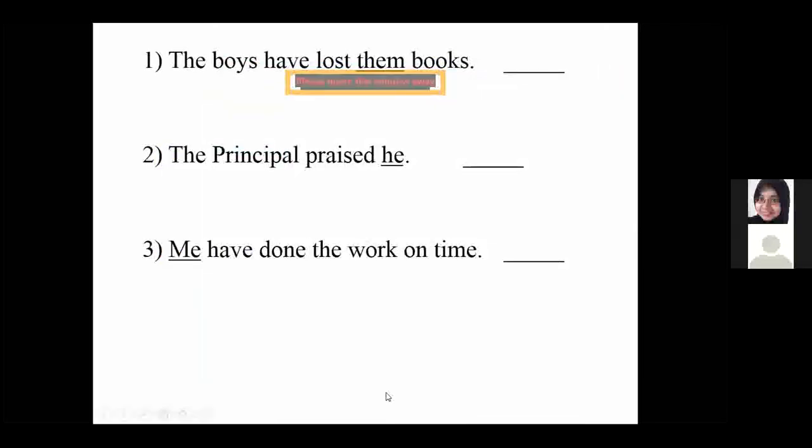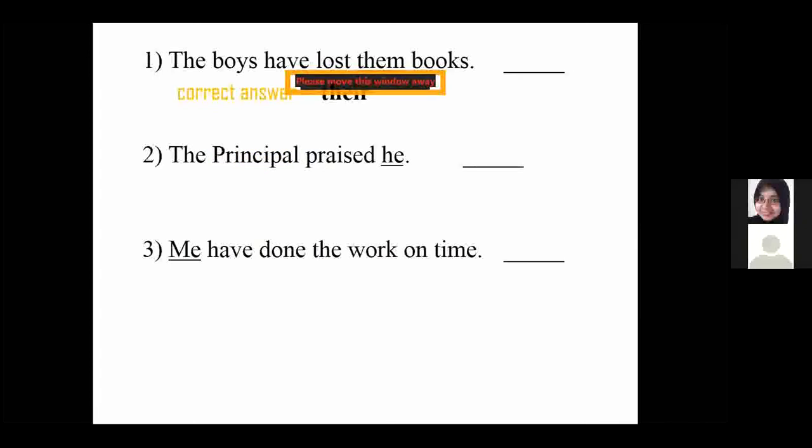The boys have lost them books. The word with error is underlined here. Them books. Them books means. So what are we going to change here? Yes, the books belong to them. So what is that? The possessive adjective should be there. The boys have lost their books.